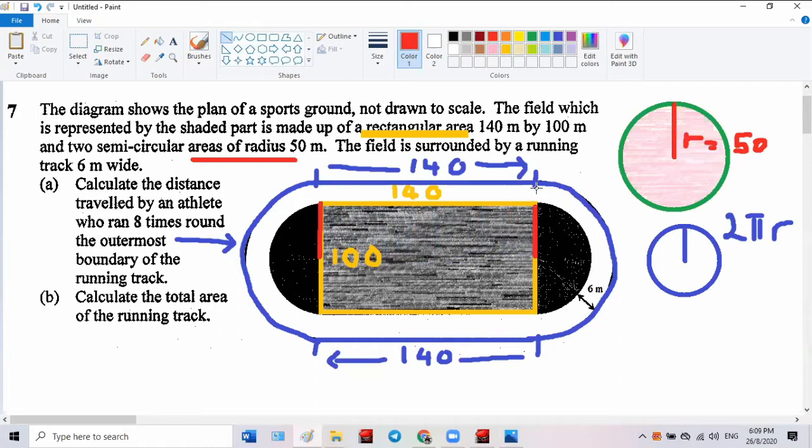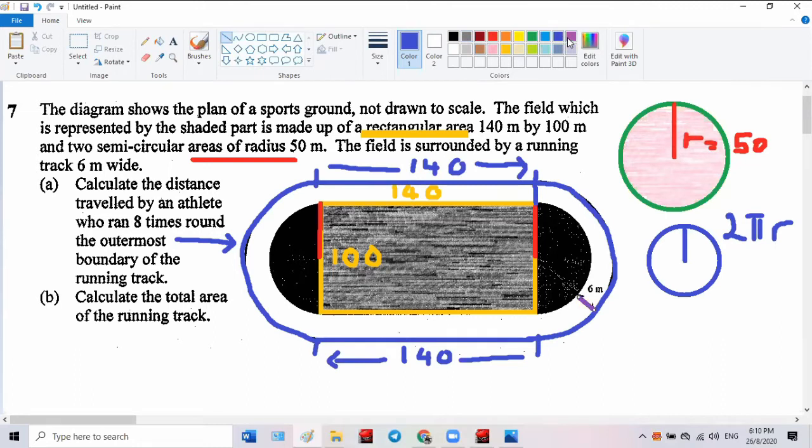Then all you need to do is 50 plus what? How much difference is this? See the changing color one? How long is it? Same here, right? Changing the color for you, see? How much? 50 plus how much? 6. Yes, so the radius is 56.